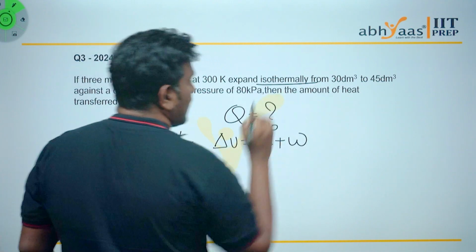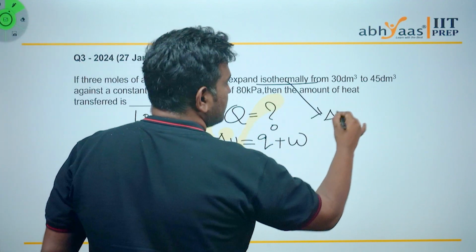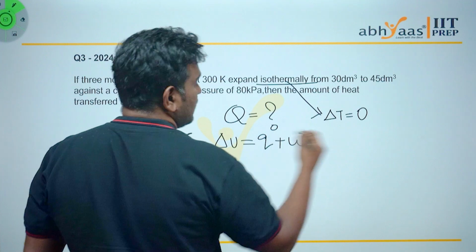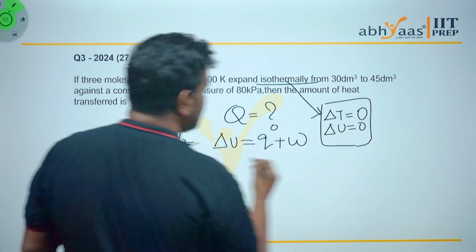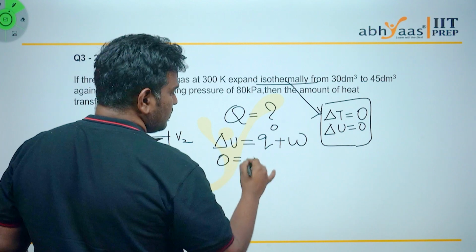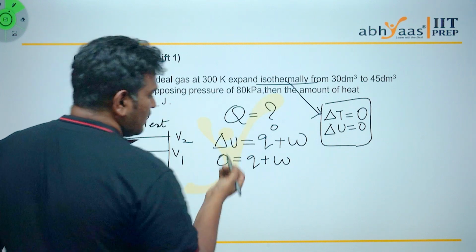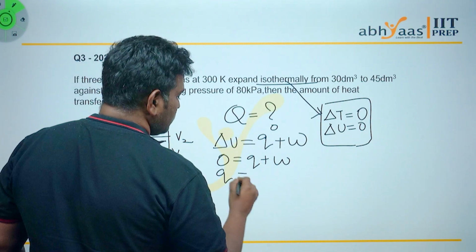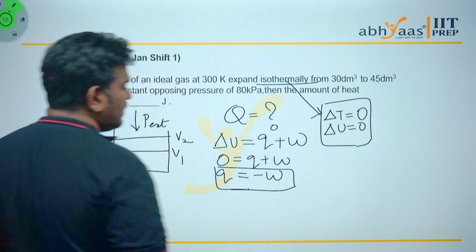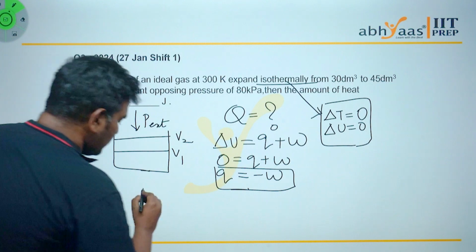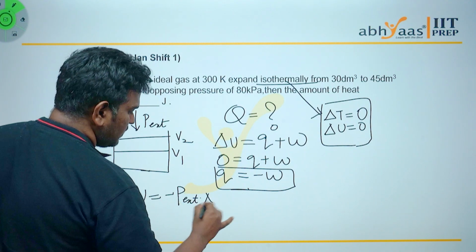So it is given, it is an isothermal process. So isothermal process means we know that delta T equal to 0, right? If delta T equal to 0, we know that delta U is equal to 0. That means we can write it as 0 is equal to Q plus W, right? Because delta U is equal to 0 in an isothermal process. So we can write Q is equal to minus W, right? Q is equal to minus W. Fine. Now, in this particular process, what is W? W is equal to minus P external into delta V, right?